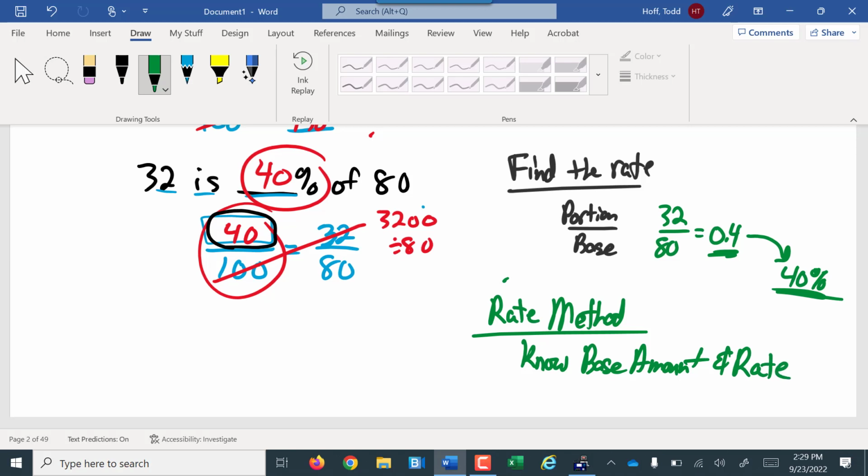Now, there are a lot of applications in business and finance that use this, like commissions, interest, stuff like that. And we'll look at some of those examples later. For right now, it is break time.